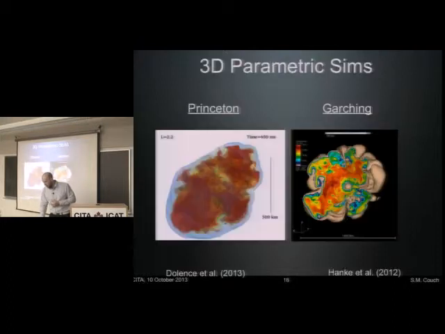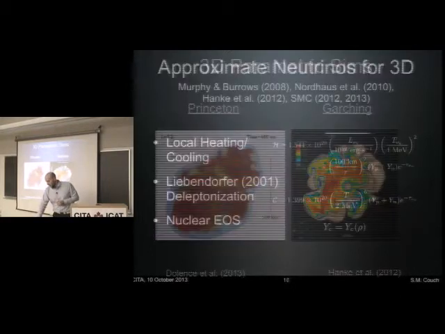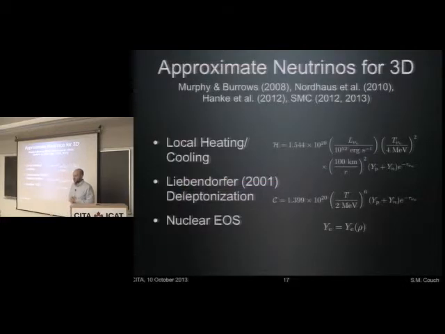So I talked first about some 3D parametric simulations, which were some of the earliest approximate 3D calculations, done first by the Princeton group, and then the Garching group attempted to replicate this calculation. And what the Princeton group found is that 3D was easier to blow up than 2D. Now, they used a very approximate approach for neutrinos. This is just local heating and cooling based on these source terms. And the leptonization was accounted for just on a density-based prescription, which actually works pretty well, but it's only meant for collapse. And these use realistic equations of state in 3D.